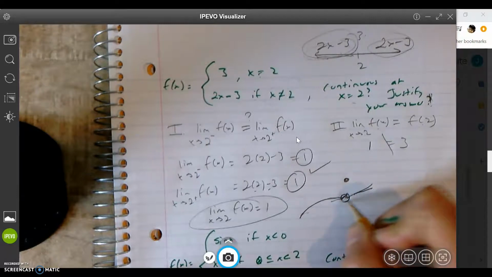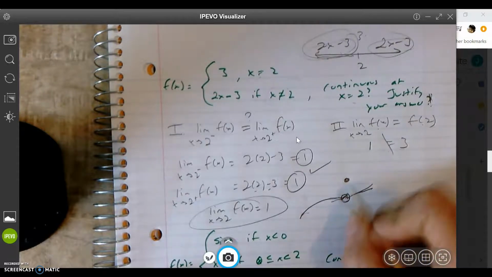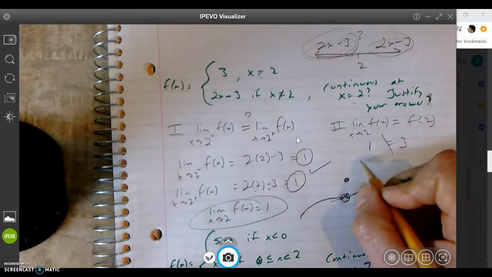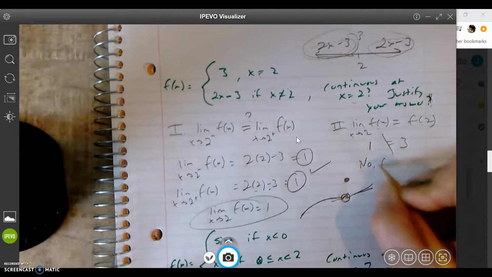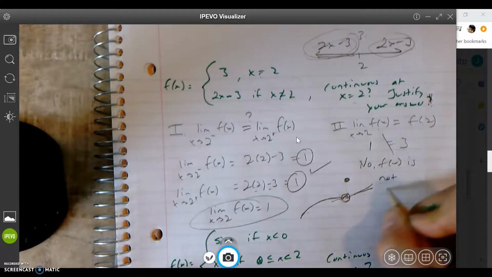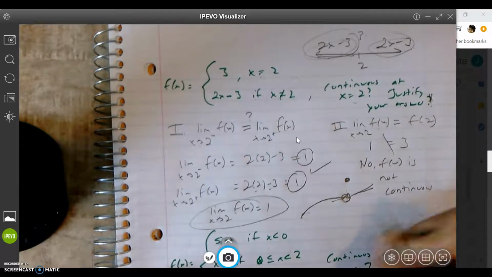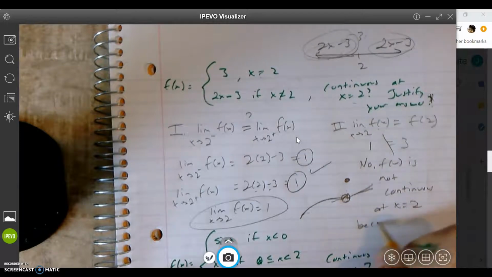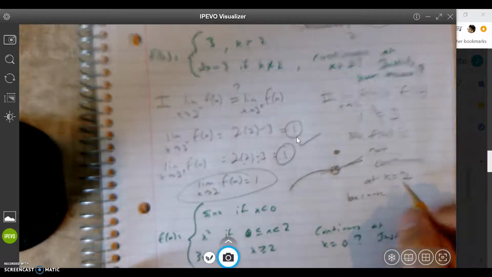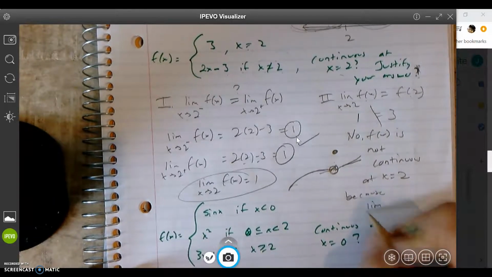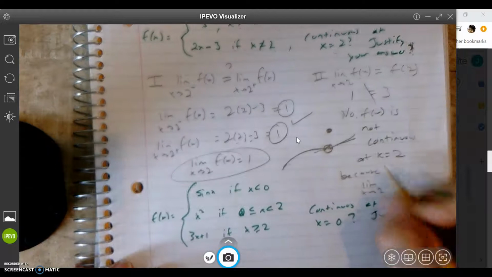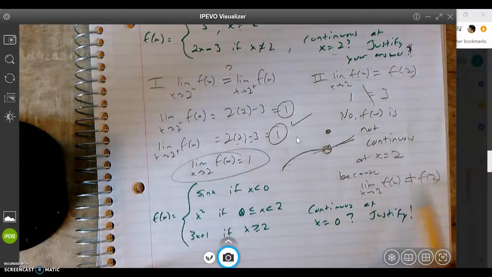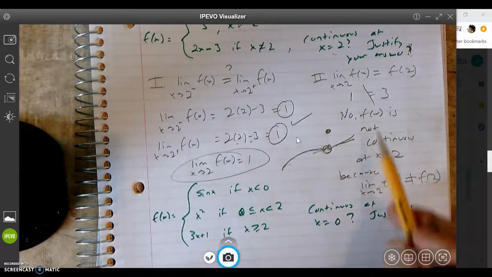So the point is not where the limit is. That's what we just proved. So this has a little bit of a hole right there. So it looks something like this. So, now the concluding statement. F of x is not continuous at x equals 2 because, please spell out because, it's really easy to do. The limit as x approaches 2 of f of x does not equal f of 2. The limit does not equal the point, so therefore we have a removable discontinuity.